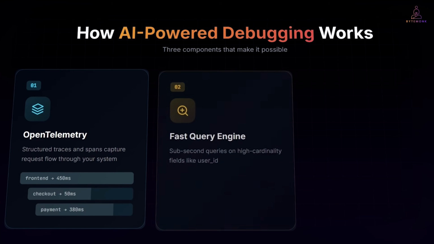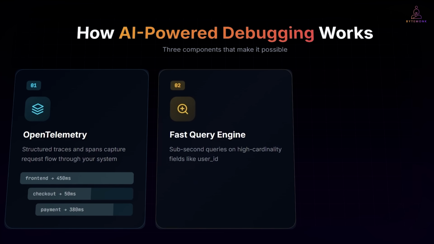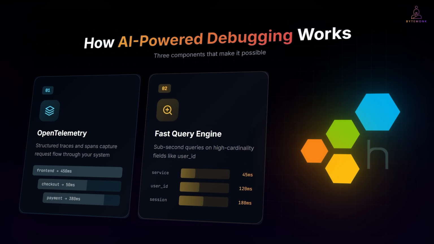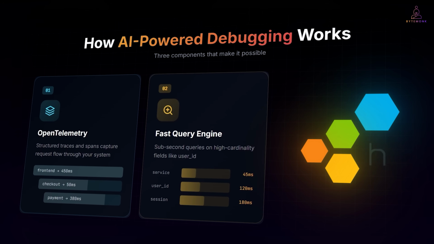Component 2, a fast query engine that handles high cardinality data. Traditional monitoring tools work great when you are grouping by predefined dimensions, by service name, by HTTP status code, or by region. But the insights that actually solve the problems often require grouping by high cardinality fields, by individual user ID, by specific session token, by a particular feature flag combination. Honeycomb's database was purpose-built for this. Sub-second queries on arbitrary dimensions even with massive cardinality.